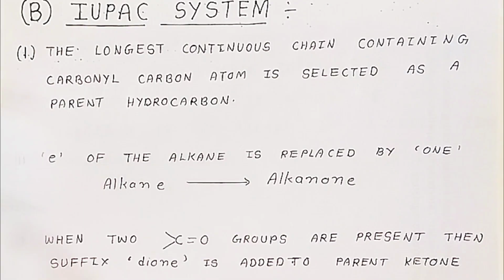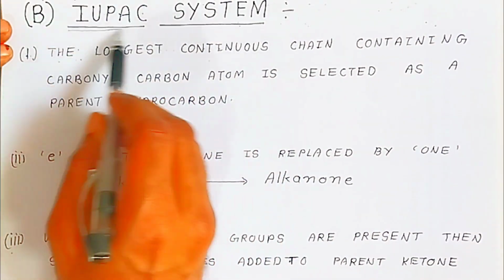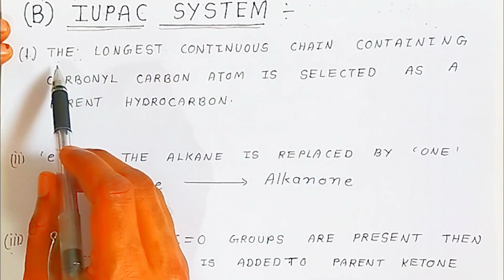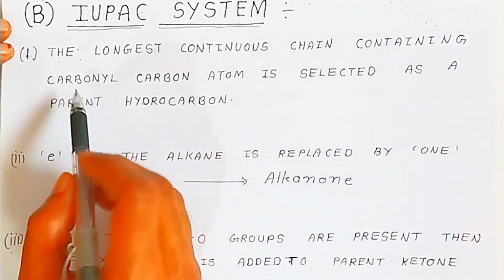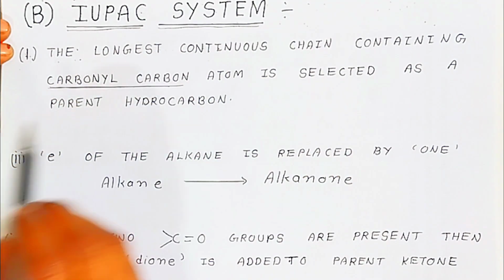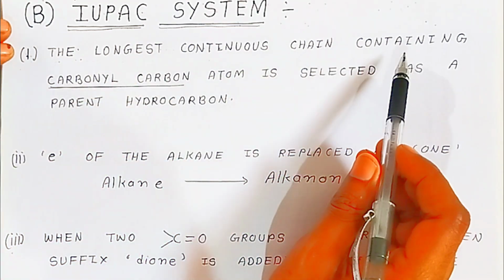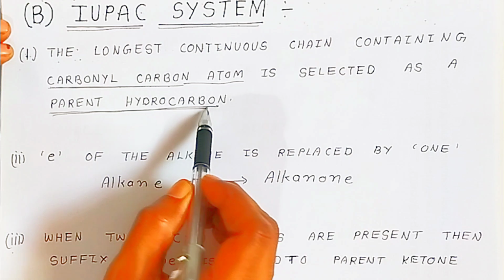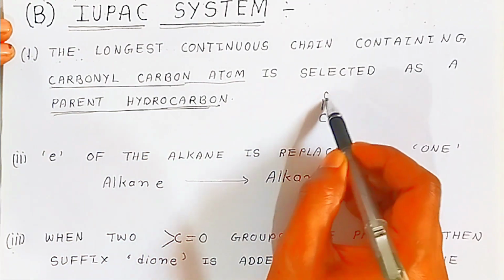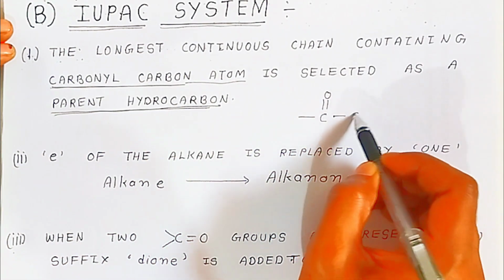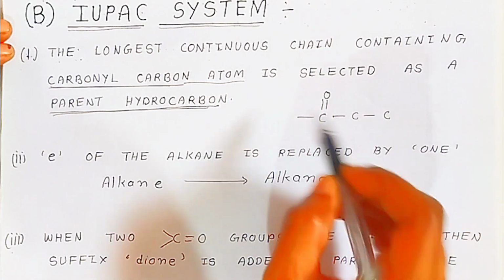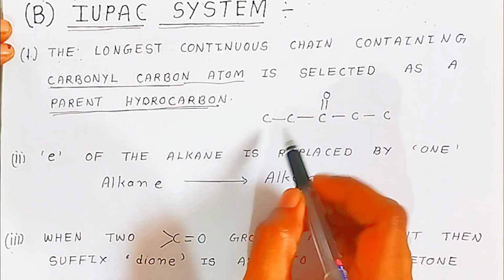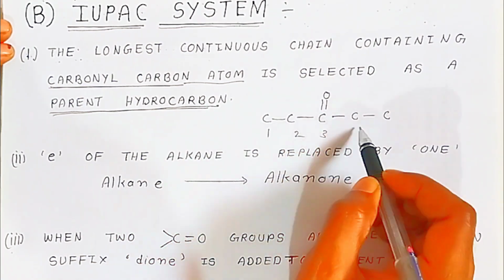Now students, the IUPAC system is a different way. You have to select the longest continuous chain containing the carbonyl group, the carbonyl carbon. The longest continuous chain containing the carbonyl atom is selected as the parent hydrocarbon. Suppose this is the carbonyl carbon. Now you have to select the longest chain. This way, students, you select the longest chain: 1, 2, 3, 4, 5.